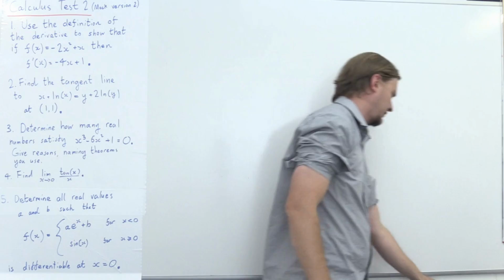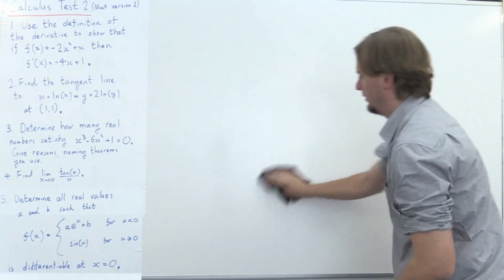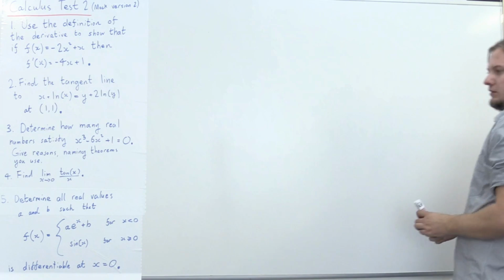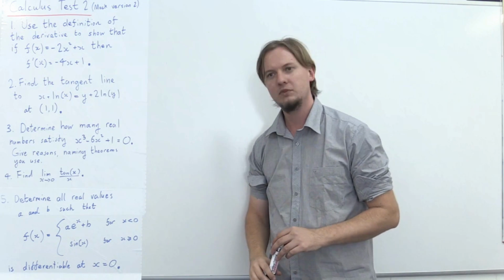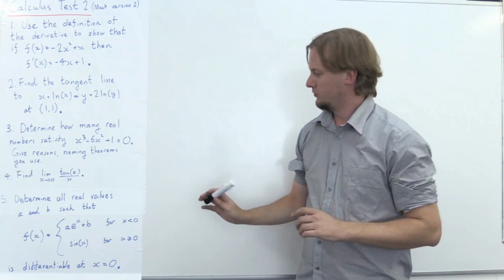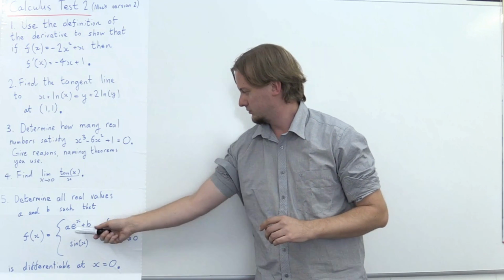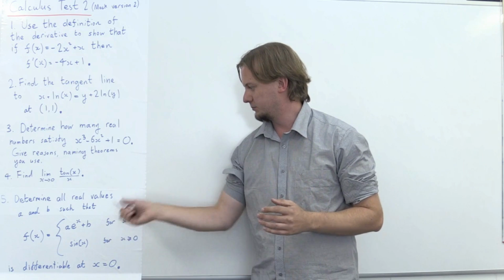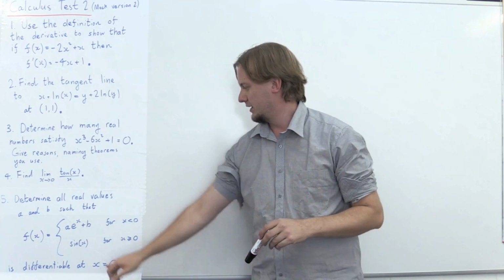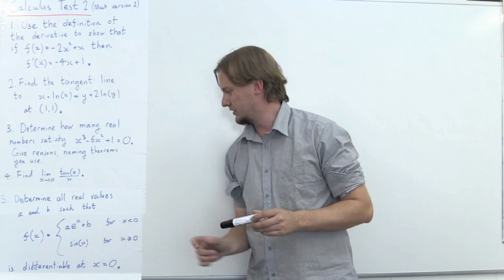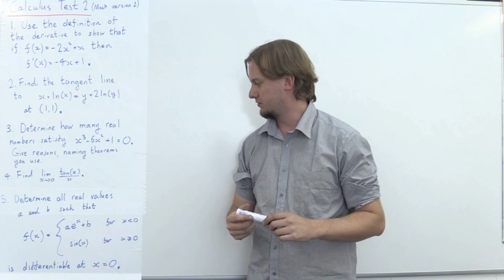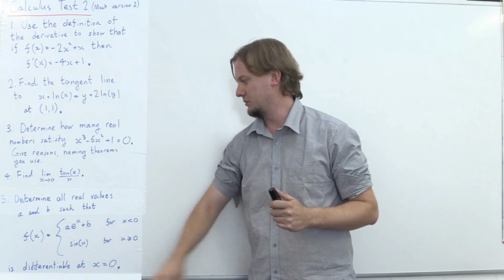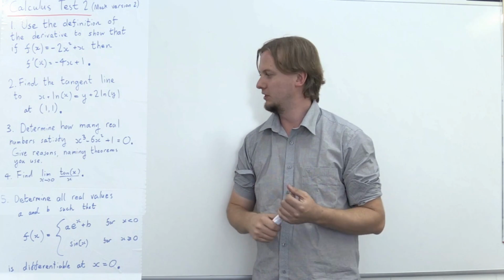Right, so this very last question is you're given this piecewise function here, so that's visible, yes. So you're given this piecewise function. Before 0 it's defined in terms of this a times an exponential plus b, and after and including 0 it's actually just defined to be the sine of x.